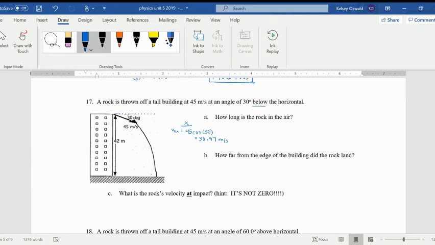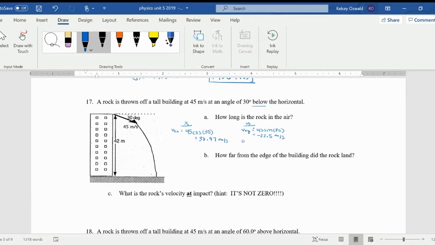Okay. So then looking vertically, here again we can find our initial y velocity, and here it'll be sine 30. The trick here is that since we're throwing it down, initially the ball has a negative velocity. It's moving downward. So we would do negative 45 sine 30. I get negative 22.5 meters per second. Because we're throwing it down, the vertical component is going to be negative.